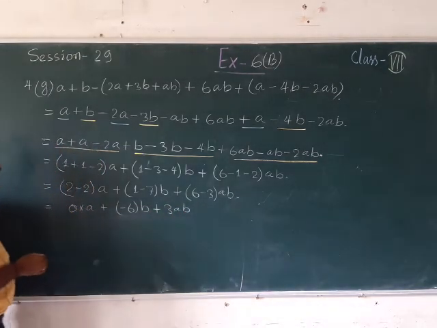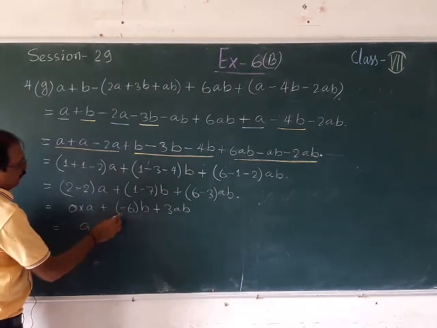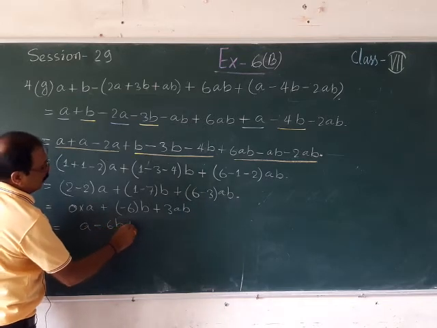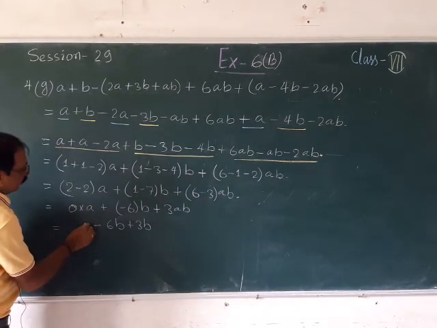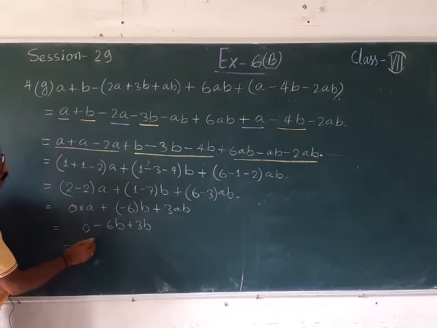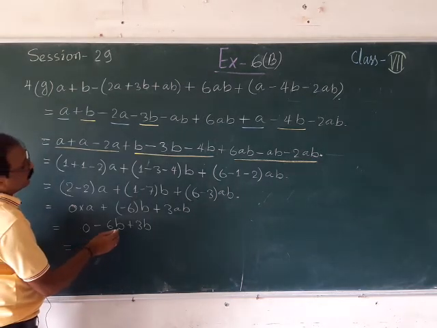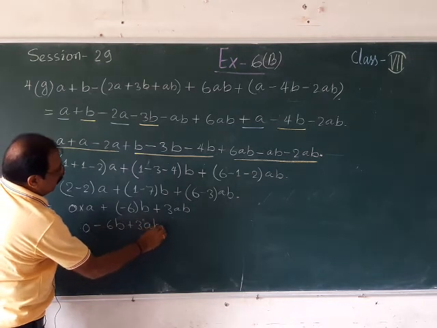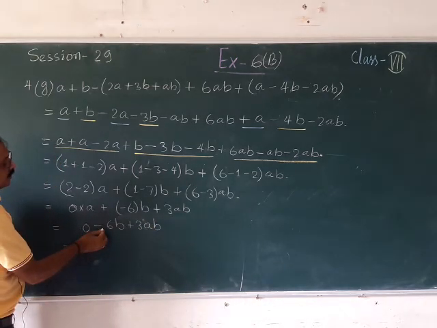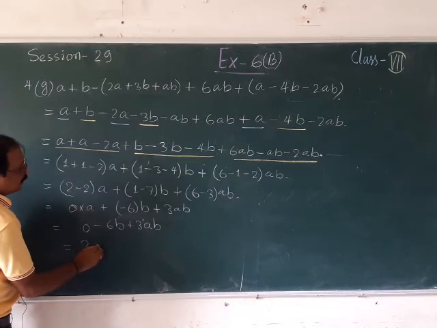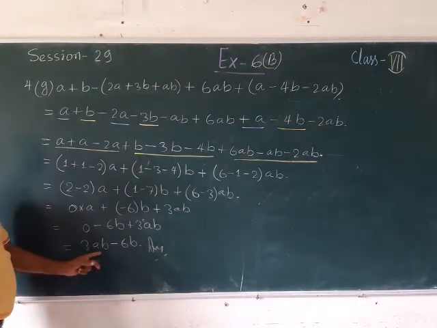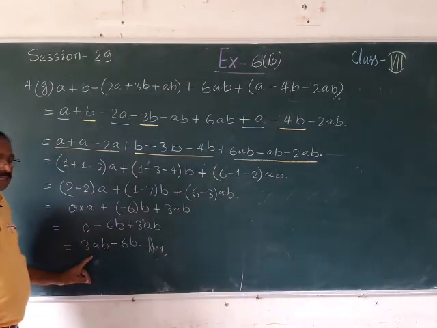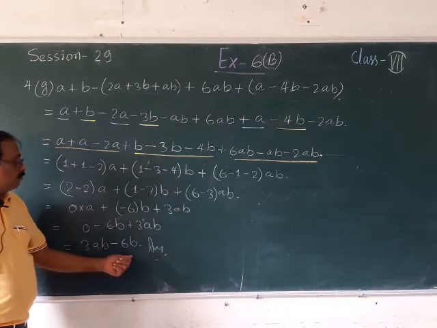If there is a negative sign, always try to take the bracket. Now 0 into a becomes 0, and here we have minus 6b, and plus 3ab. That means your answer is 0 into a, that becomes 0. So no need to write 0, you can write your term here minus 6b and here 3ab. So you can write your answer as minus 6b plus 3ab, or you can write it as 3ab minus 6b. Any of the answers is correct. It may be written as minus 6b plus 3ab, or just you can write 3ab minus 6b. It is also correct.